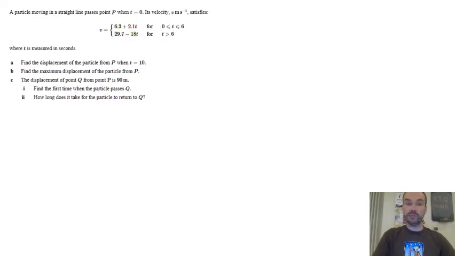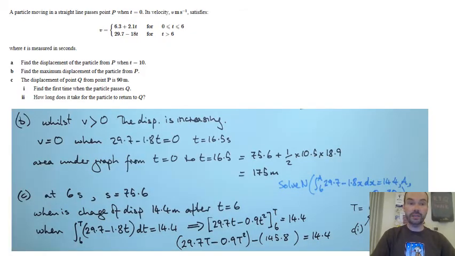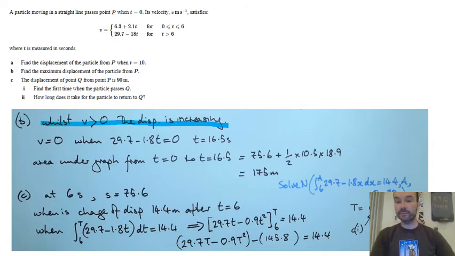Question B, the maximum displacement of the particle from P. Right, some thinking again. Whilst V is 0, the displacement is increasing, okay? So, whilst the displacement is increasing, it's moving away. At the point where V is 0, it'll start coming back again, okay? So, V is 0 when this is 0. So V is 0 when that is 0 at 16.5.